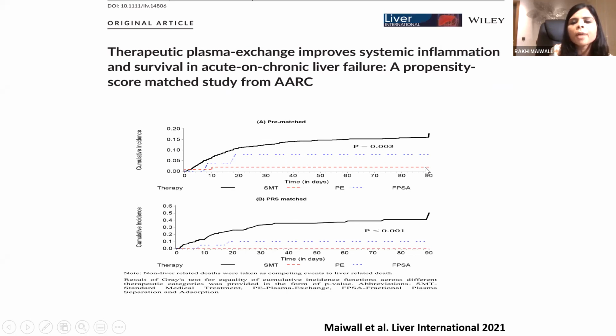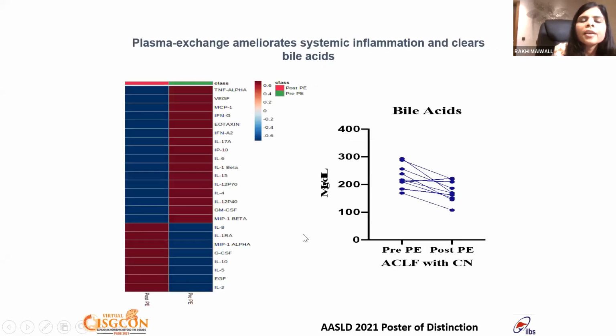And this is the data from APASL ACLF Research Consortium, where we compared patients who underwent plasma exchange versus the standard medical treatment and Prometheus. And we showed that patients who underwent plasma exchange had a better survival when we compared the subgroup of propensity score matched patients, where the patients were matched for their liver disease severity. In the overall cohort, the plasma exchange was not giving a survival benefit because most of these patients were dying with infections and other complications. So it was not a definitive therapy, but an important modality.